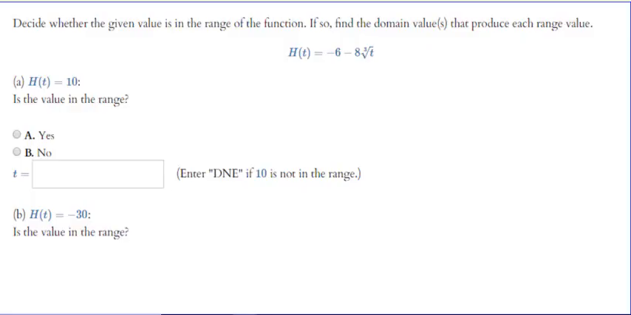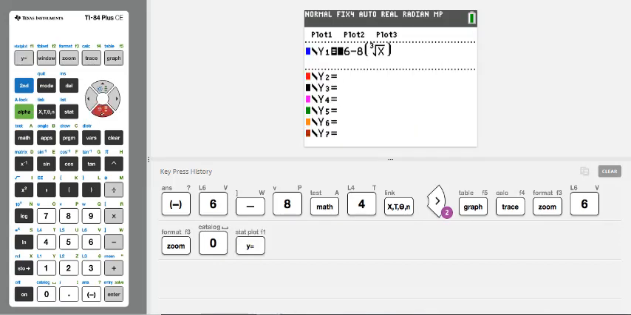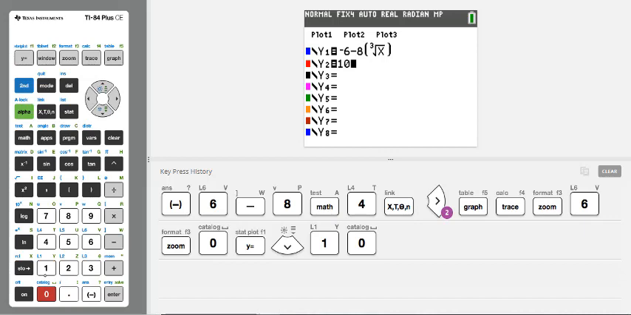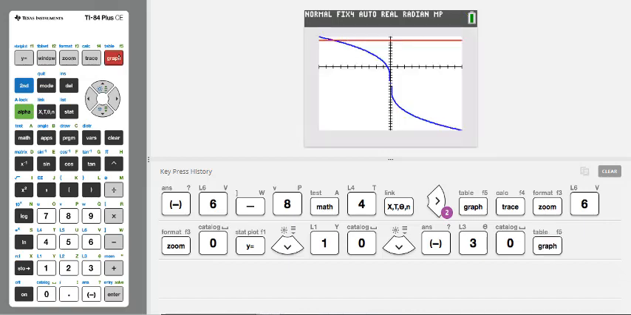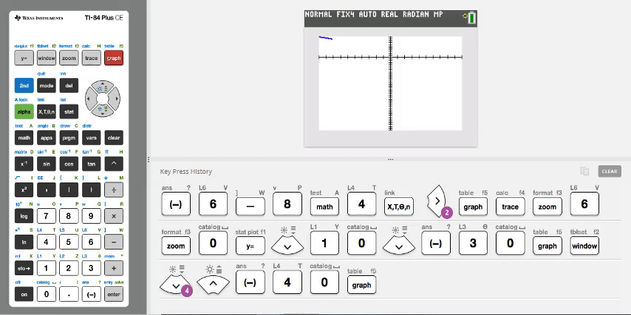We need to look and see if 10 and negative 30. So I'm going to do both of these at the same time. I'm going to go y equals. I'm going to make this 10 and this is negative 30. Red is 10, black is negative 30. And let me do this. Yeah, my y min is only coming out to negative 23. So let's go negative 40 graph.